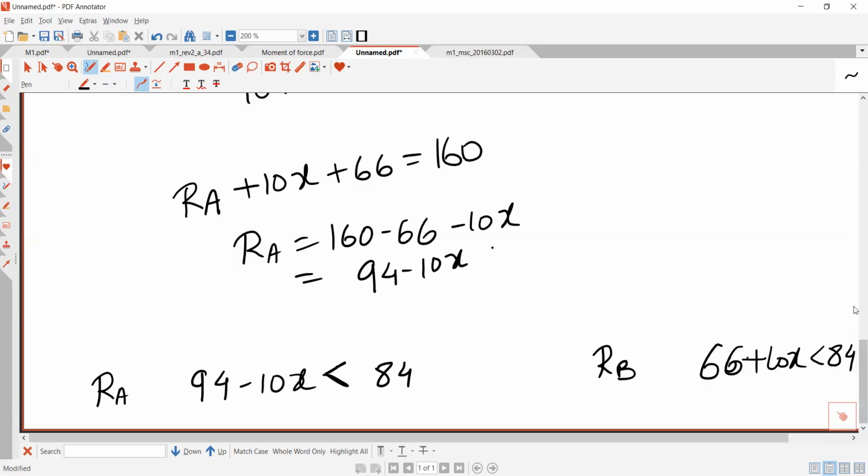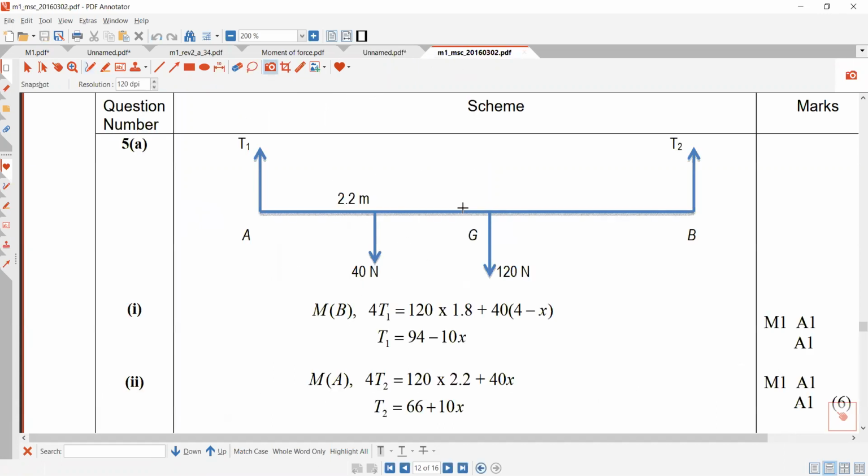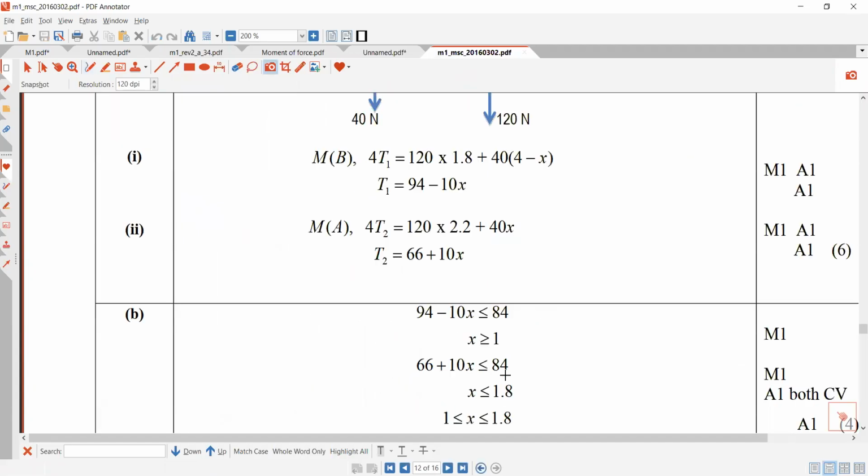So let's find what it is. Find it for me. Do the inequality. Do it. I'm pausing the record. So what is the x value you guys are getting? Less than 1.8 and 1, right? So it has to be less than 1.8.